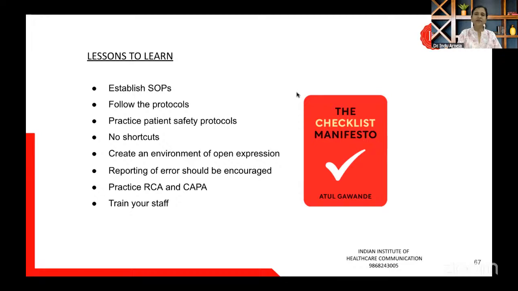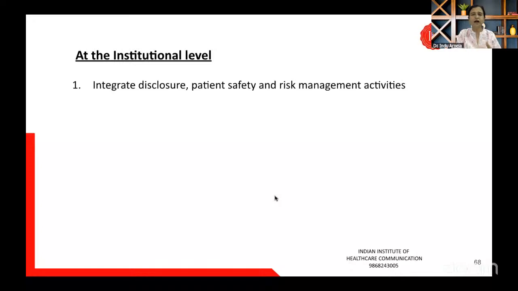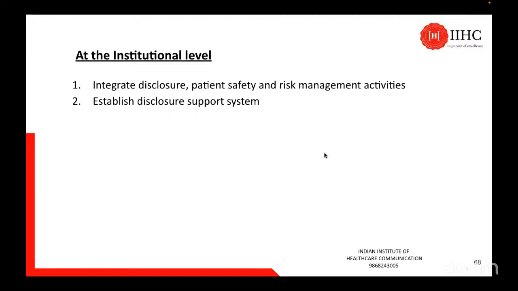At the institutional level, it's very important that we start talking about disclosure of medical error. So integrate disclosure of medical error, patient safety, and risk management activities. Do role plays, do mock exercises, do discussions, have these things maybe during coffee, tea, lunch, talk about it. Then establish a disclosure support system, like in a lot of hospitals.